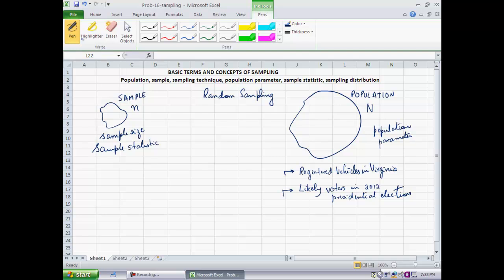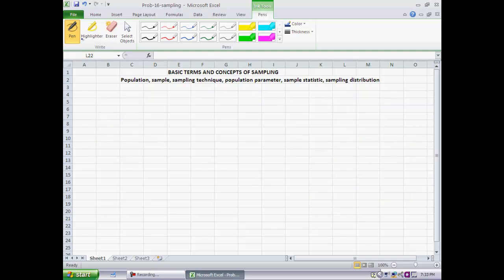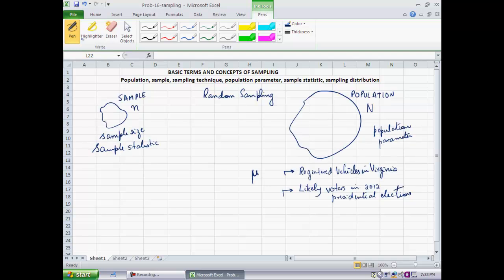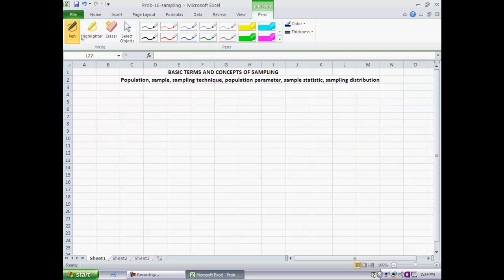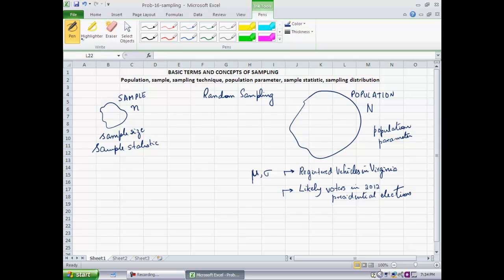For example, for the registered vehicles in Virginia, I might be interested in the average amount spent per year for repair on each of these vehicles. So I'm representing that by the letter mu. So mu would represent the average amount spent per year per vehicle for repair. I might also be interested in the standard deviation of the repair cost per vehicle per year, and other properties of the population as well. These are just two examples.